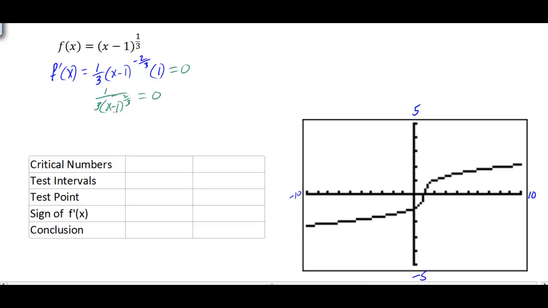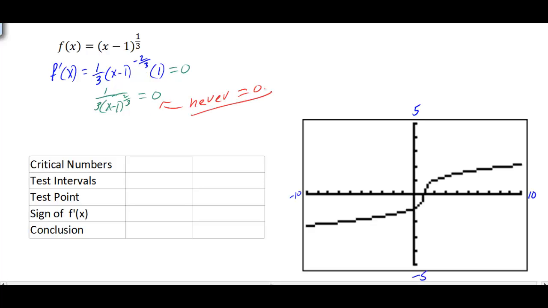Well, I hope you notice here that if we multiply both sides of the equation by 3 times x minus 1 to the 2/3 so that we can get this piece out of the denominator, once we multiply over here on the left, it's going to disappear, but if you multiply it to the right, it's still going to be 0. So we're going to end up with 1 equals 0. So what that tells us is this equation will never equal 0.